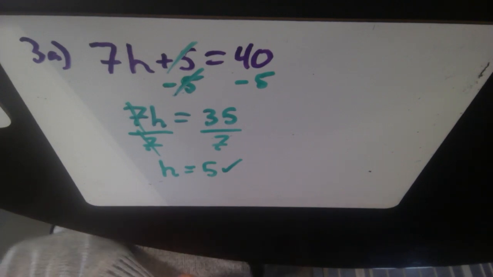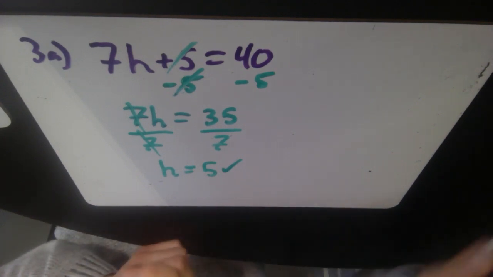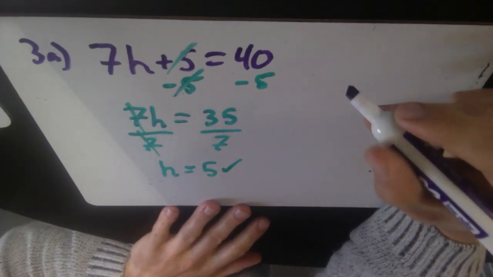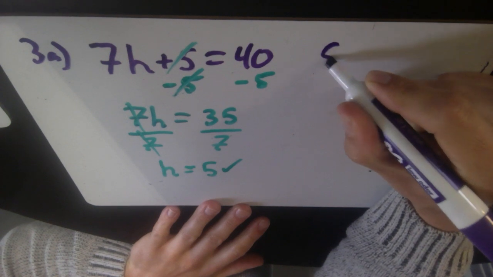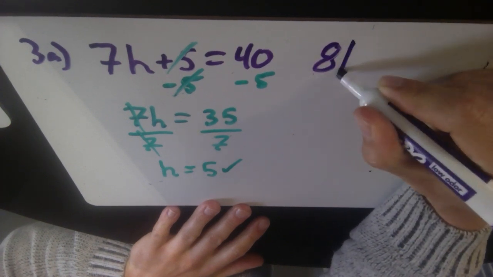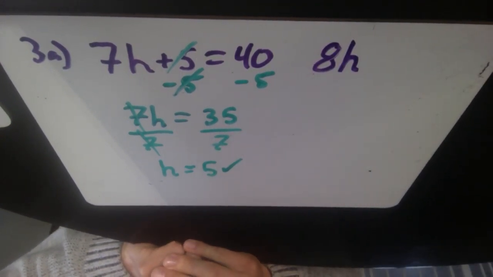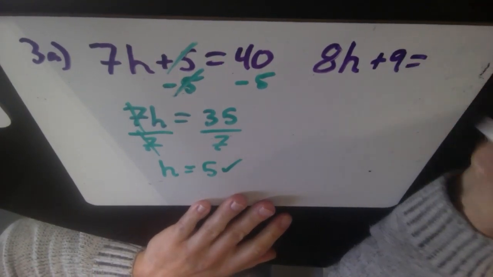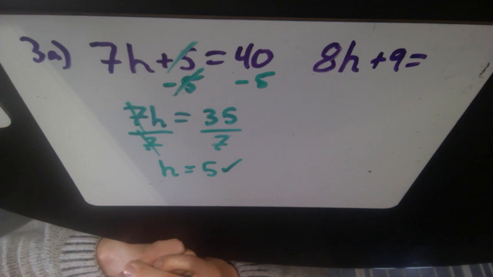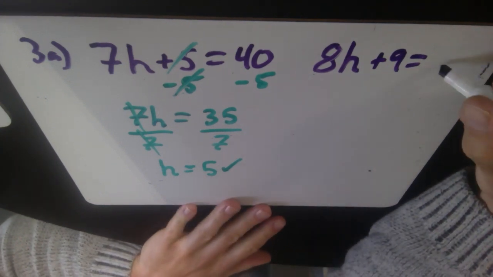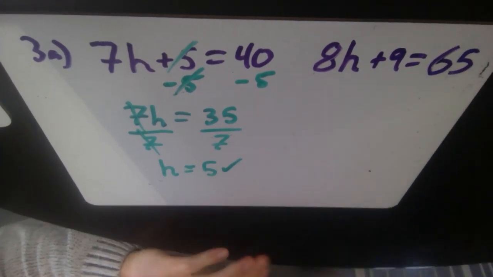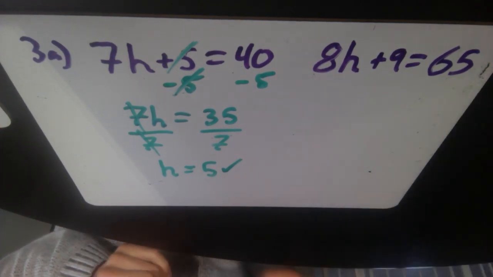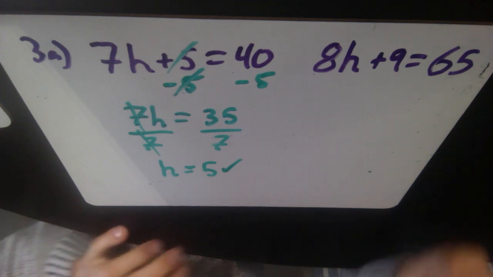B, we got David now. David's working in a store and he's paid $8 per hour. So if he's paid 8 bucks an hour, he's got 8 multiplied by H. He was paid a bonus of 9, so plus 9, and equals, how many hours did David work if he was paid 65 bucks. So David's getting $65. Let's figure out how many hours David has to work to achieve that $65.